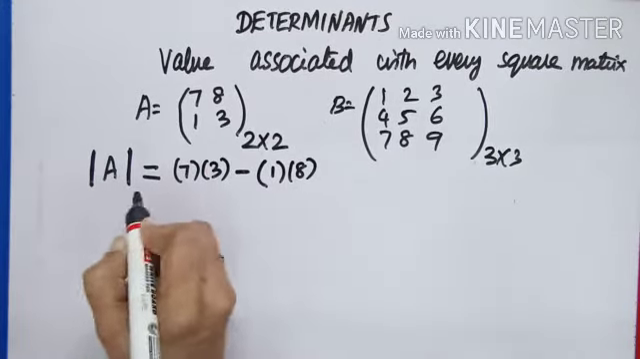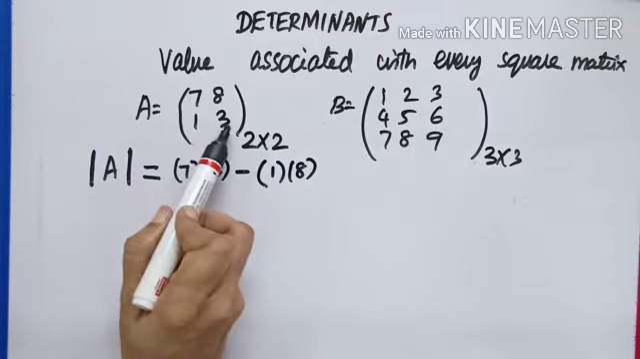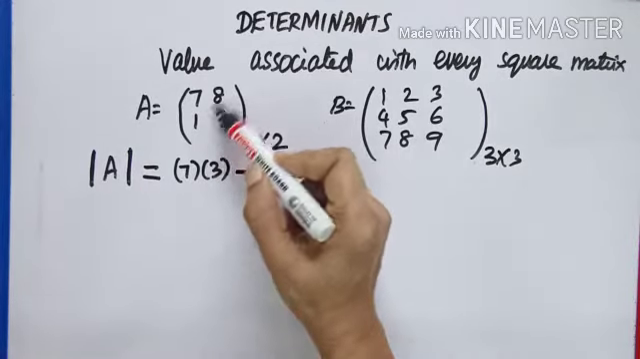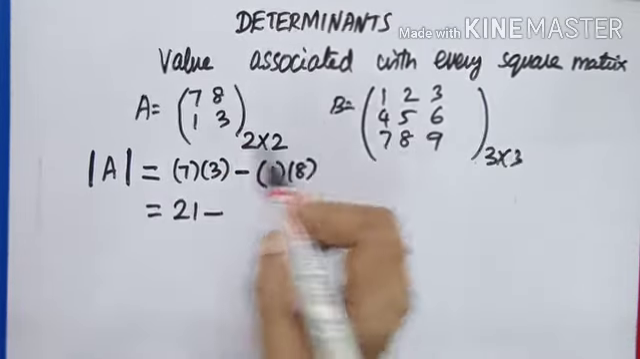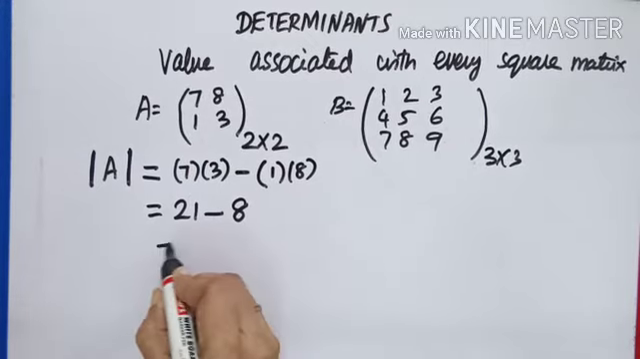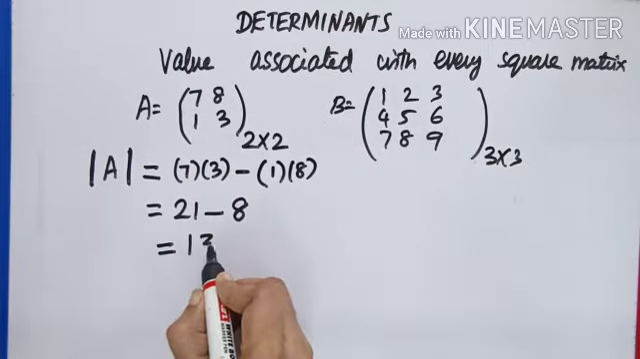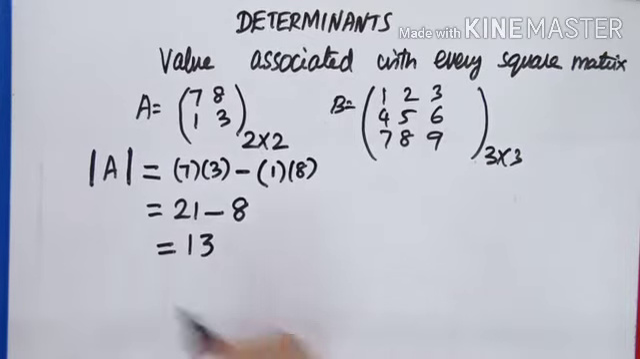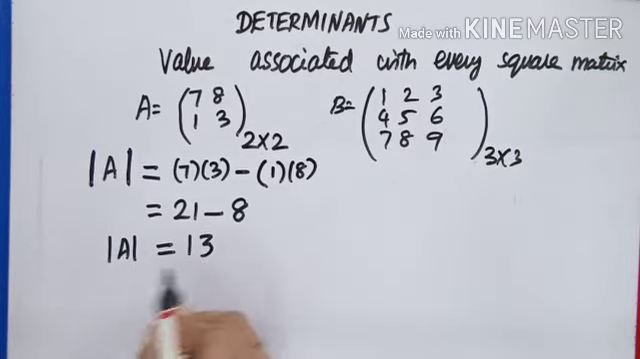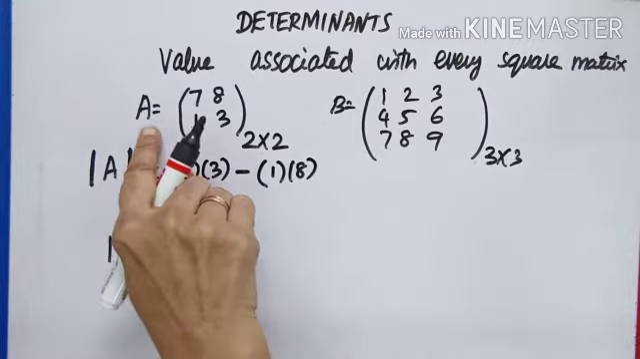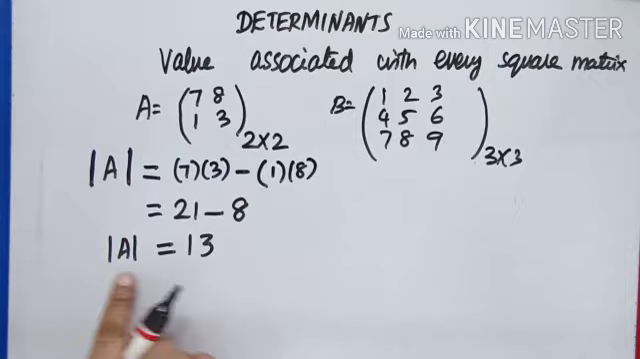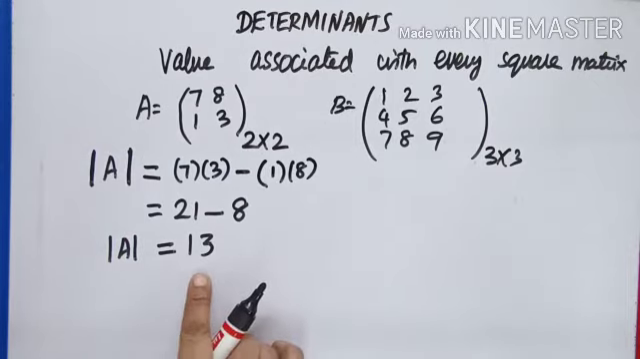So how to find the determinant? Multiply these two, minus multiply the other two. 7 3s are 21. Minus 1 into 8 is 8. 21 minus 8 is 13. So determinant A is a value. It is not a matrix. A is a matrix, whereas determinant A is a number. And I can find this number only with square matrices.